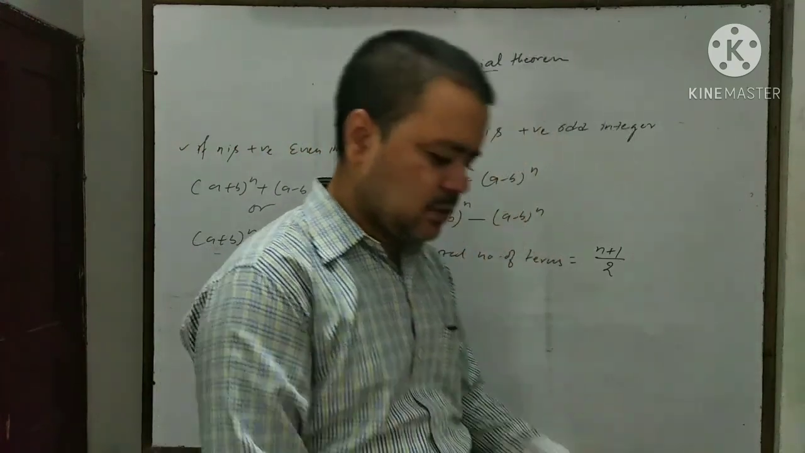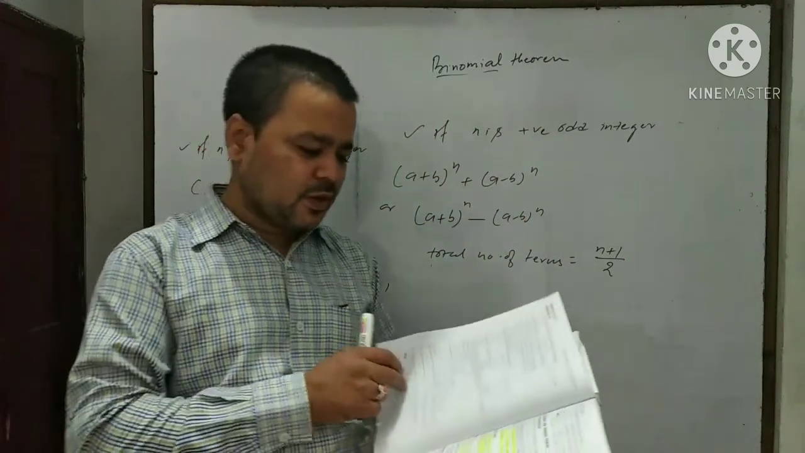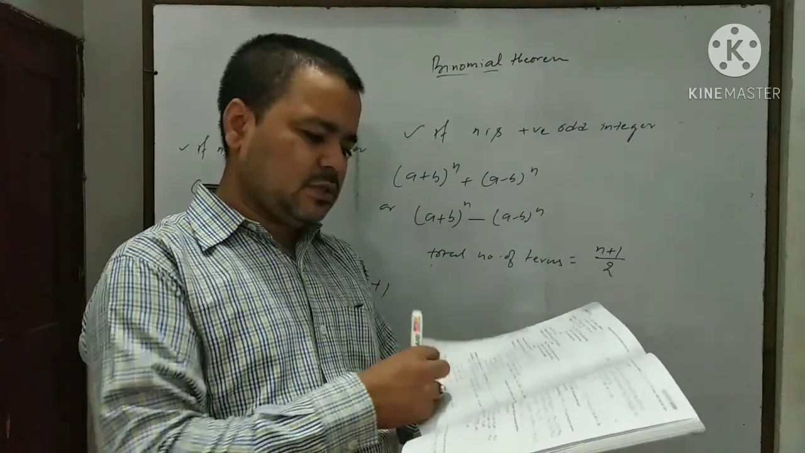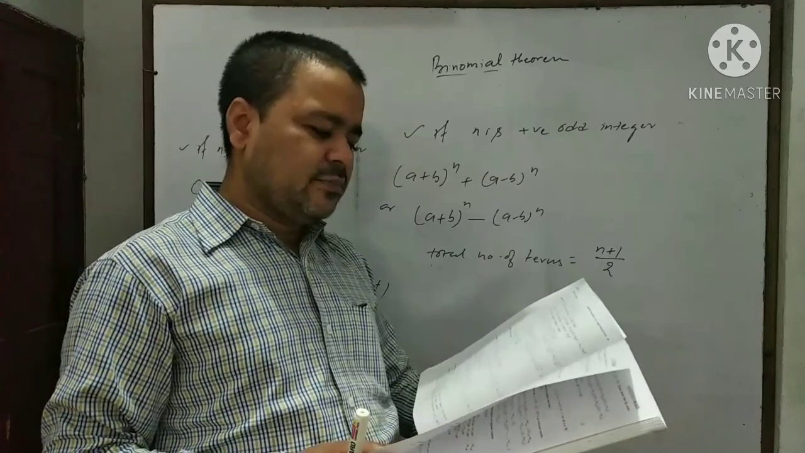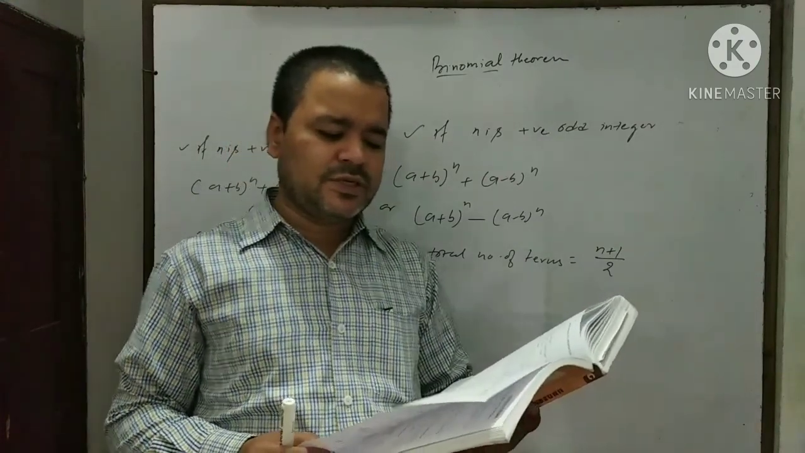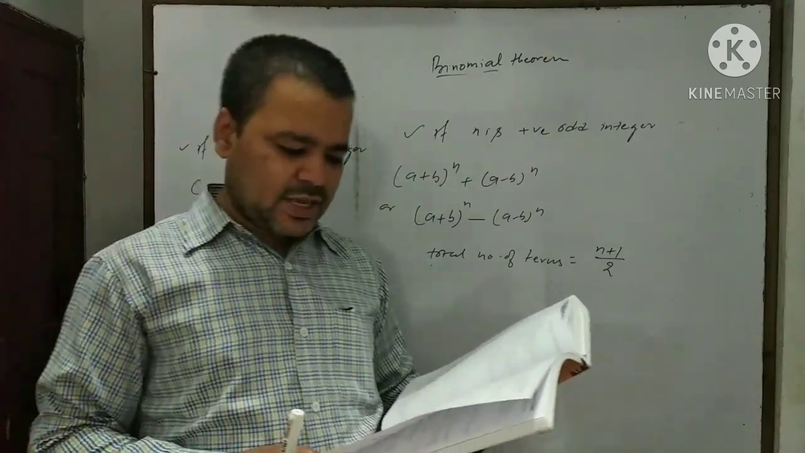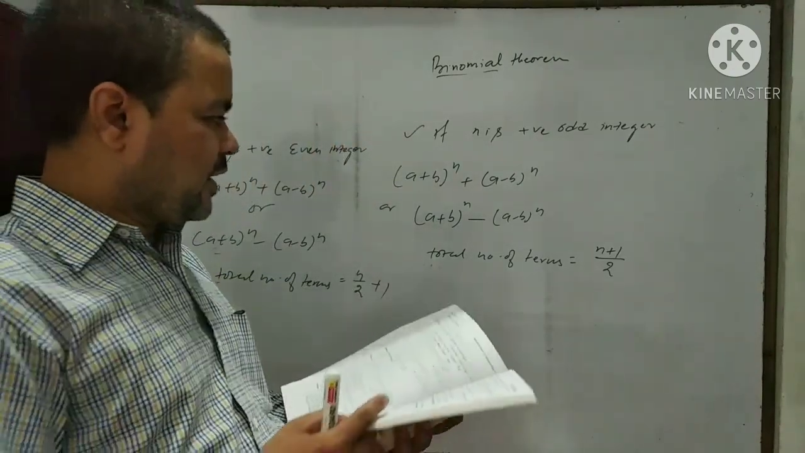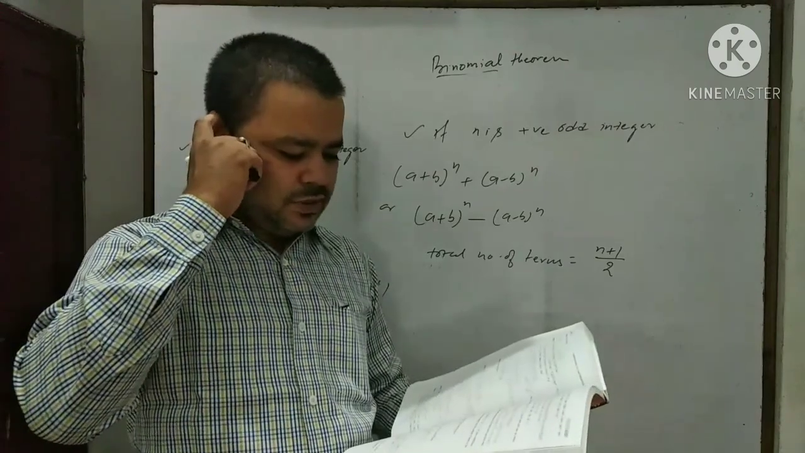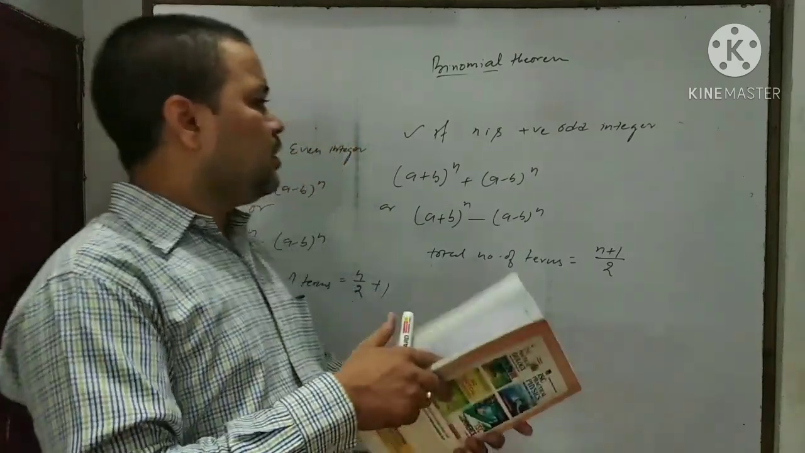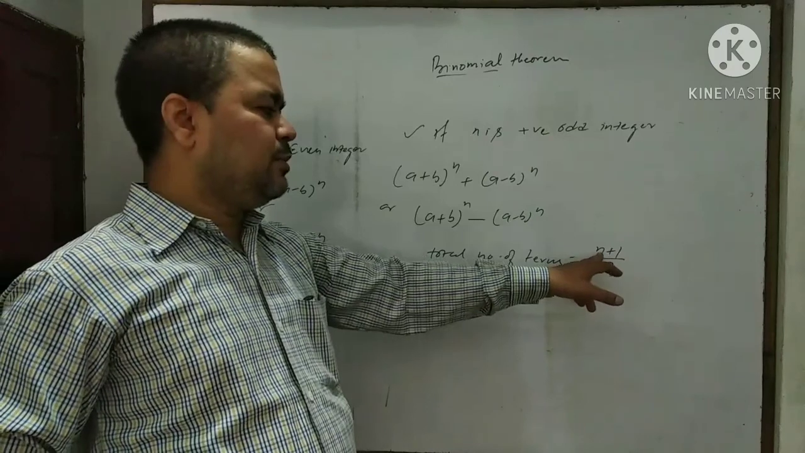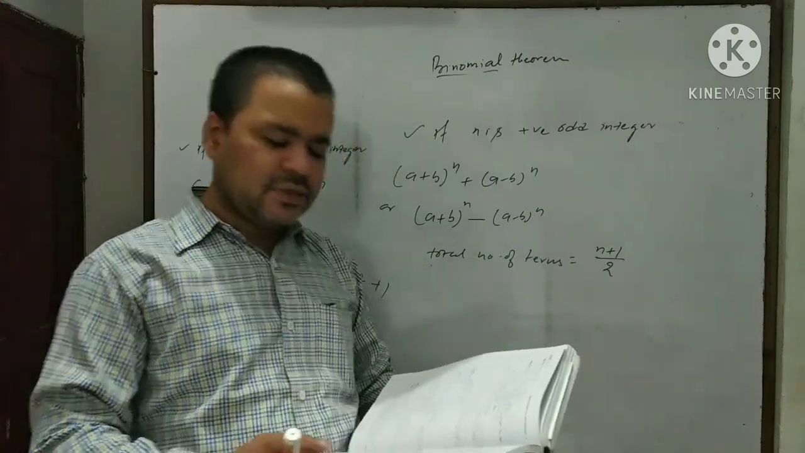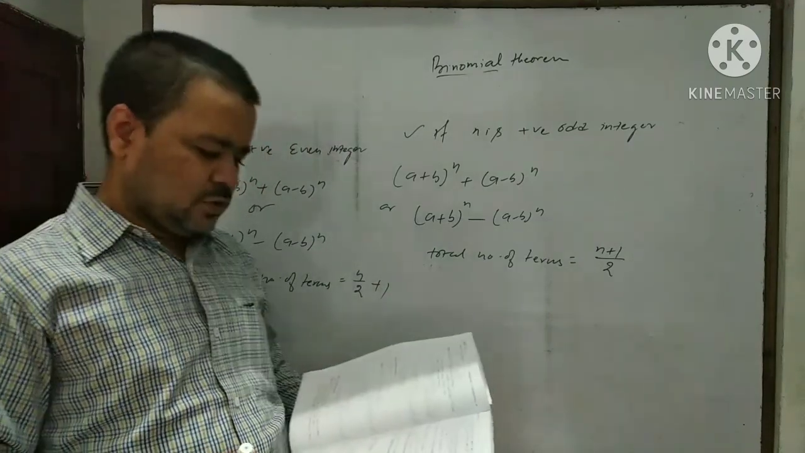Here in example 7, one question is given related to this. Let us see. Find the number of terms in the expansion of (x plus a) raised to the power 51 minus (x minus a) raised to the power 51. In that case, we find the index is 51, that is odd, so the total number of terms will be (51 plus 1) by 2, that is 52 by 2, which means 26. It means in that case the total number of terms will be 26.